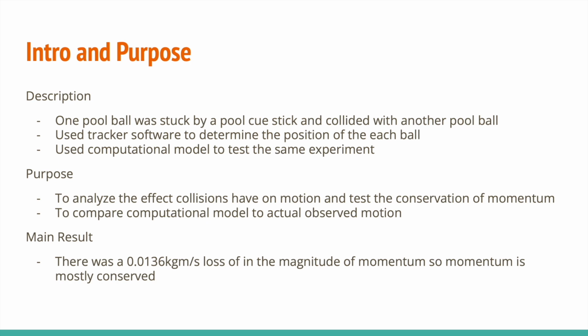The purpose is to analyze the effect collision has on motion and to test the conservation of momentum, as well as the conservation of energy. The purpose is also to compare the computational model to the actual observed motion. The main result was that there was a 0.0136 kilogram meters per second loss in the magnitude of momentum, so the momentum was mostly conserved, while there was a 33% loss in the kinetic energy.